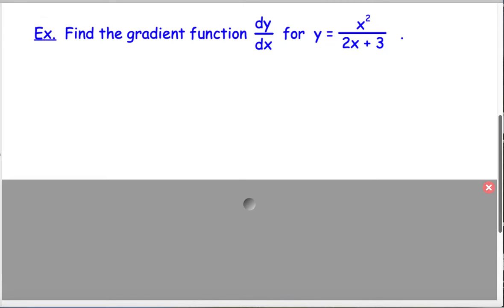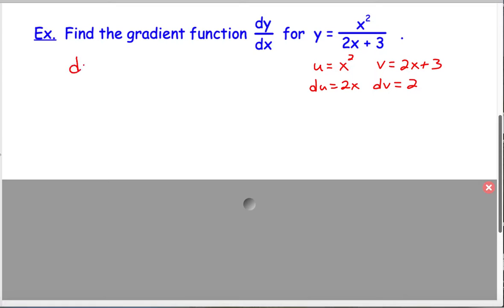Okay, so in this case, we have that u will be the x squared. And notice now, and this is where students make a mistake sometimes, v is not equal to 1 over 2x plus 3. It's just equal to the 2x plus 3. That's important. So the derivative of u with respect to x is going to be 2x, and the derivative of v is going to equal just 2.